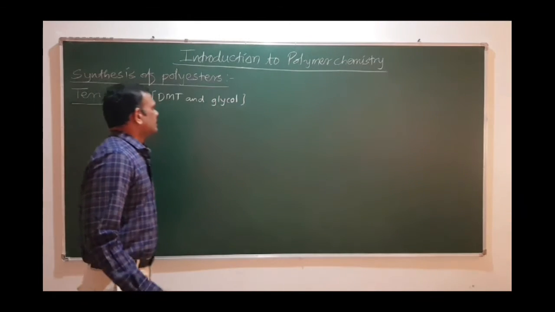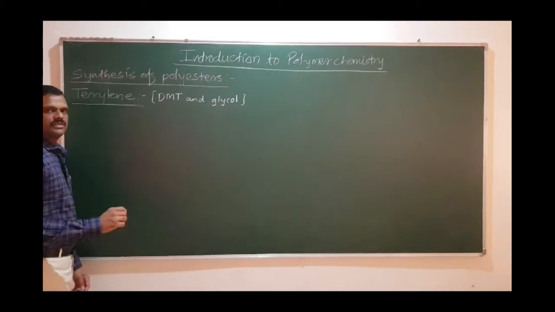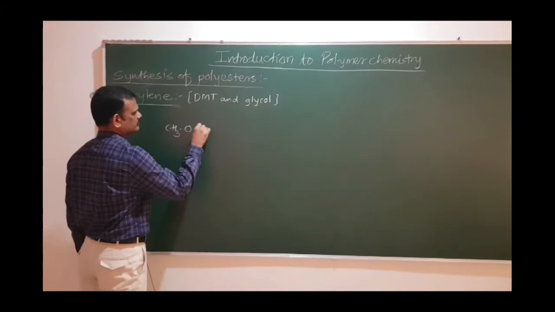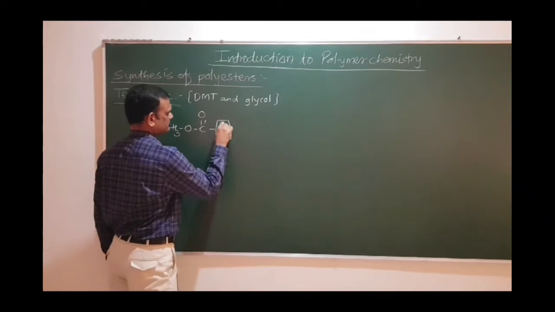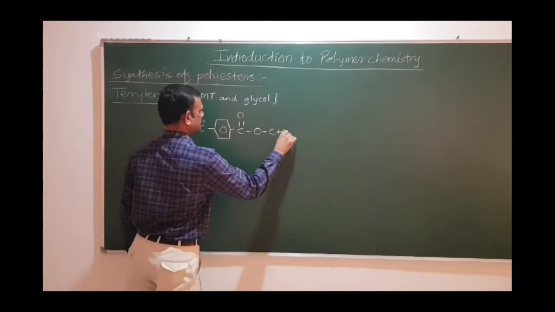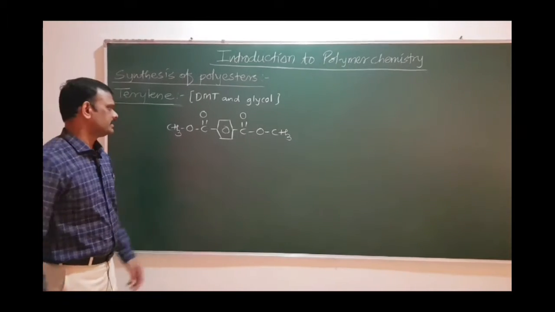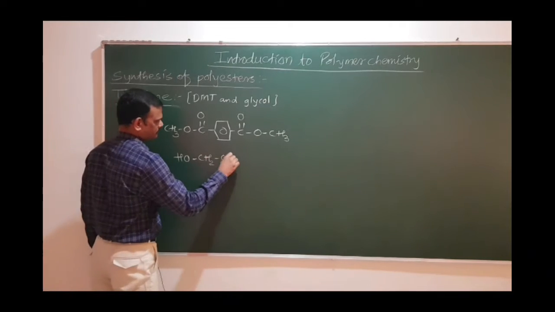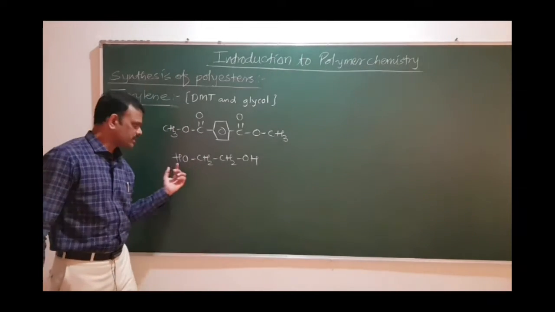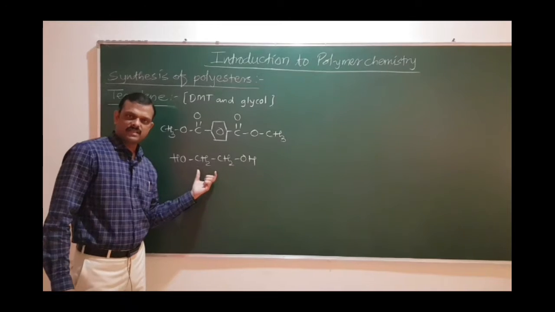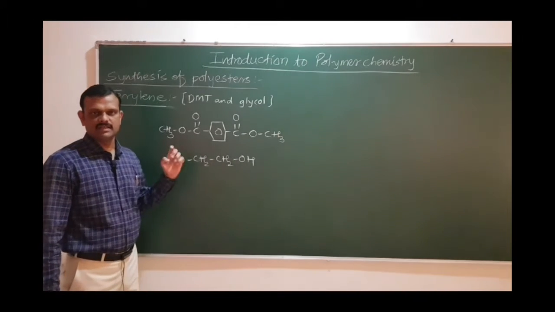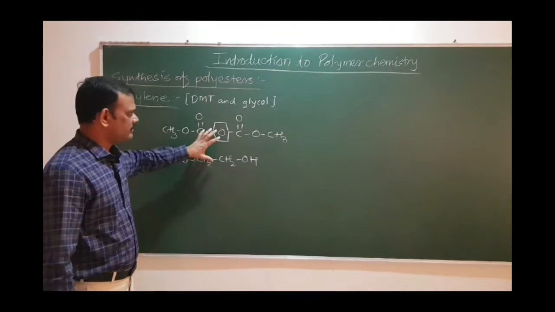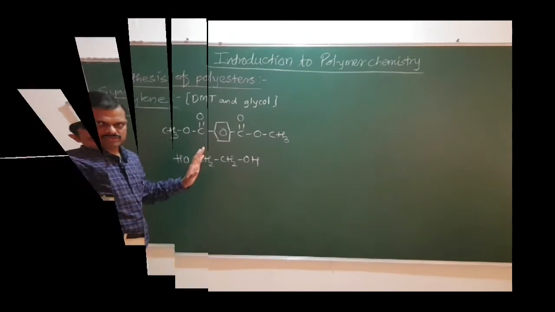DMT, its structure is... Ethylene glycol. It is a vicinal diol. Two hydroxyl groups are present on adjacent carbons, therefore it is called a vicinal diol. Terylene is obtained from polymerization of these two compounds.